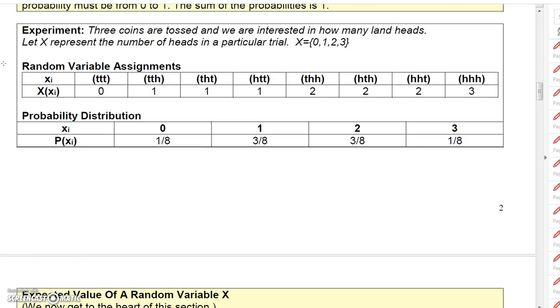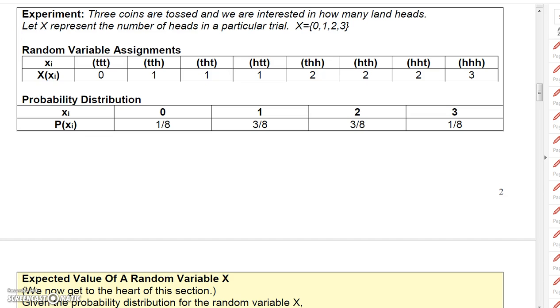So now let's go back to another experiment and let's see if we can come up with the probability distribution table. So we toss 3 coins and we're interested in how many land heads. Well, we know that you can get no heads, 1 head, 2 heads, or 3 heads. So we're going to let X be those values. Now I went ahead and listed all of them. There's only 8 possibilities here. And so there's 1 way to get no heads. There's 1, 2, 3 ways to get 1 head. And then there's 1, 2, 3 ways to get 2 heads. And there's 1 way to get 3 heads.